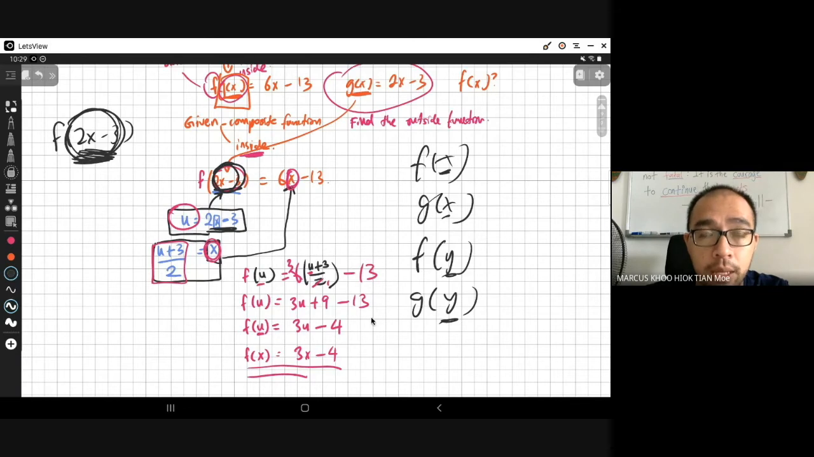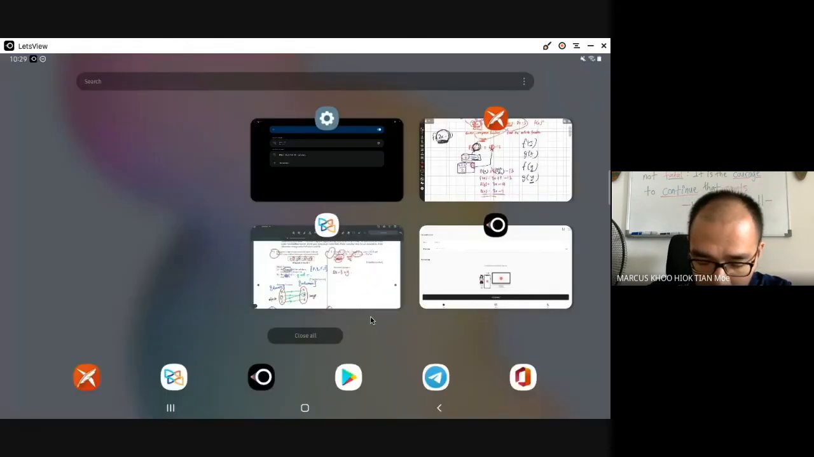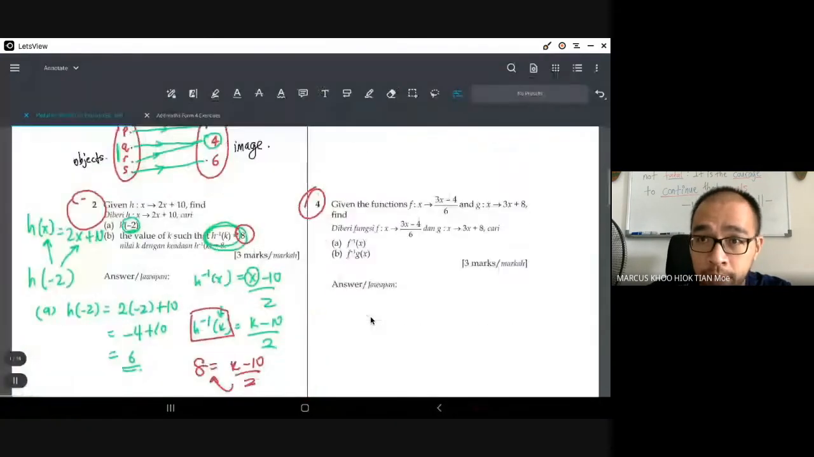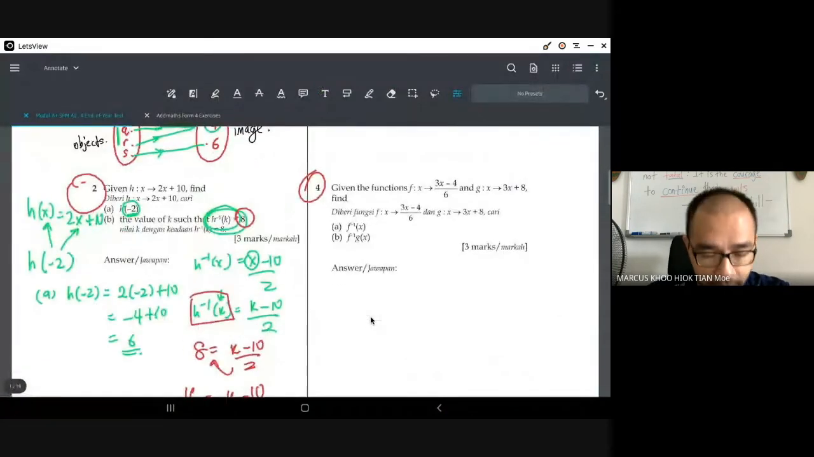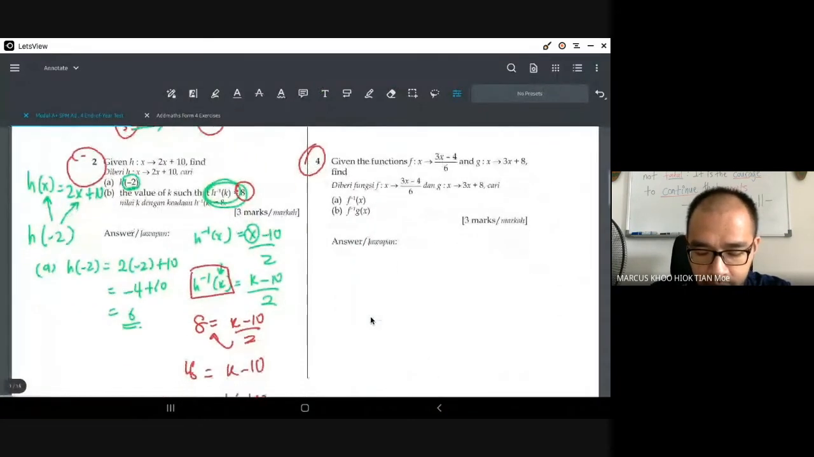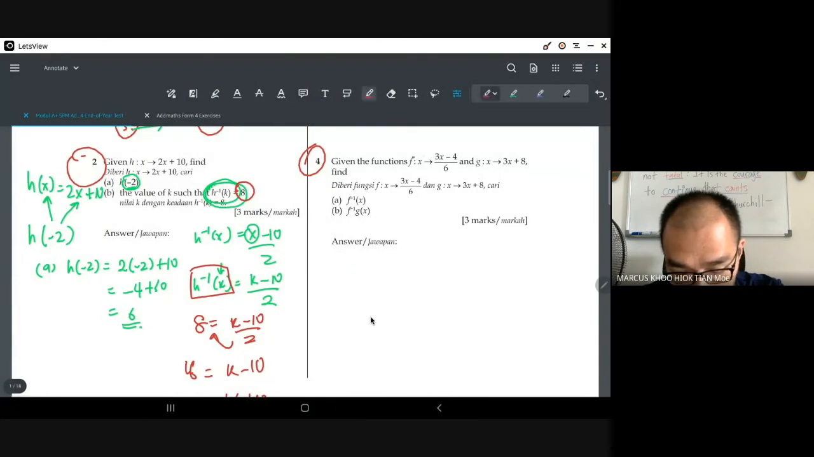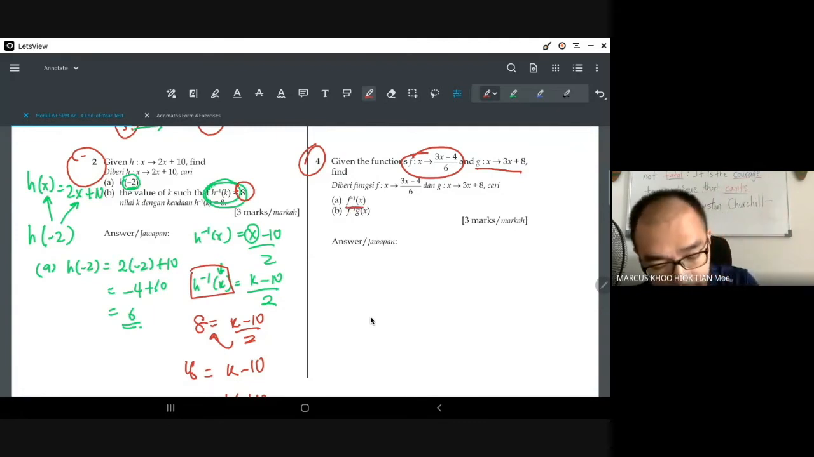All right, let's go to the next question, which is number 4. Yeah, this is the last one for this one. Given the functions f(x) like this, and then g(x) is like this. First find the inverse function of f(x). Now, same thing, everybody. Inverse function means 3x minus 4 over 6 equals y.